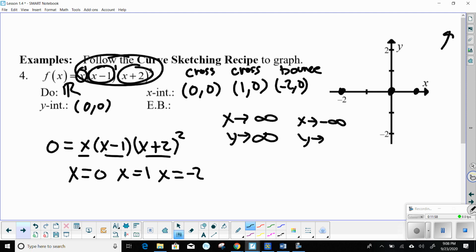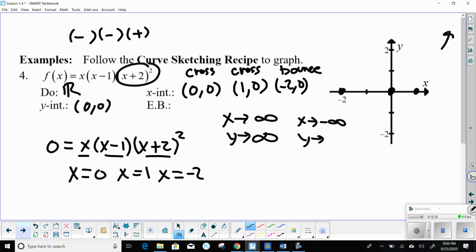Okay, let's think about what happens when you plug in a negative. If I plug in a really big negative number, the first one's going to be negative. The second one's going to be negative. So we're going to multiply a negative by a negative. This one right here, a really big negative number plus 2 will be negative, but when I square it, it comes out to be a positive.